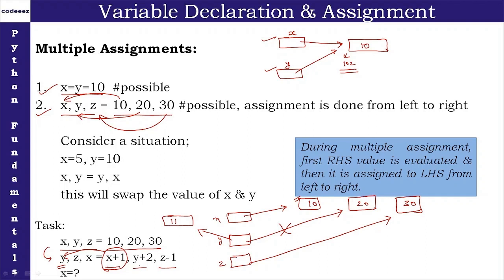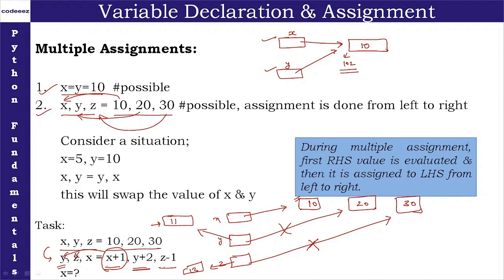Now in the next step, y plus 2 will be evaluated. What is the current value of y? It is now 11. So 11 plus 2 goes to 13, and this 13 is assigned to z. So what will happen? Now instead of pointing to 30, z will start pointing to a new location that has the value 13, right? So this link will be broken and a new link will be created where z will be pointing to a new location in memory that has the value 13.